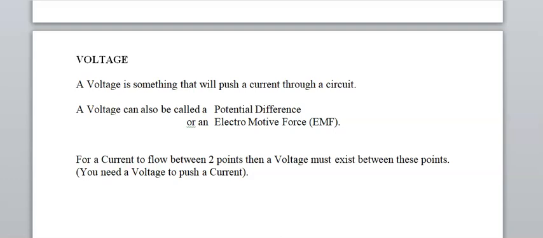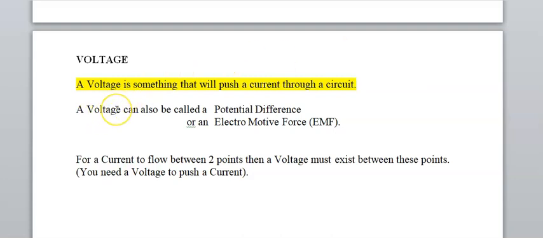Clearly, electrons will not move themselves. They need some motivation, they need a force to move them. And this quantity that moves electrons, that moves charged particles, we call a voltage. So a voltage is something that will push a current through a circuit. I'm going to highlight that as a definition. It is not a perfect one, but it is a very good working one for the moment.